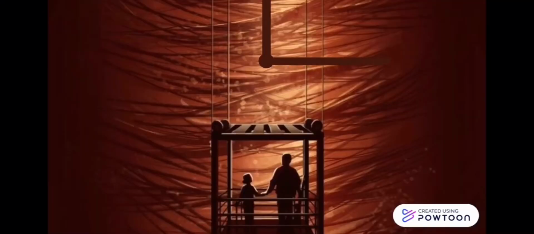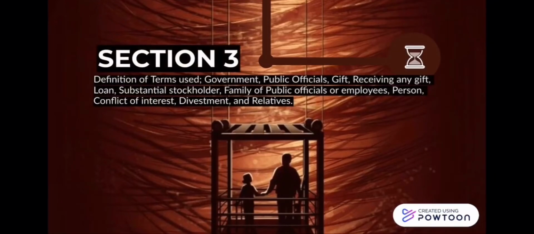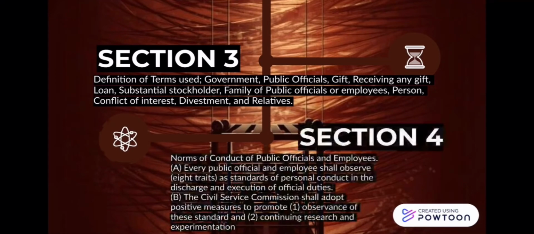Section 3. This section contains a definition of terms used in this act. This includes government, public officials, gift, receiving any gift, loan, substantial stockholder, family of public officials or employees, person, conflict of interest, divestment, and relatives. Section 4. Every public official and employee shall observe commitment to public interest, professionalism, justness and sincerity, political neutrality, responsiveness to the public, nationalism and patriotism, commitment to democracy, and simple living.